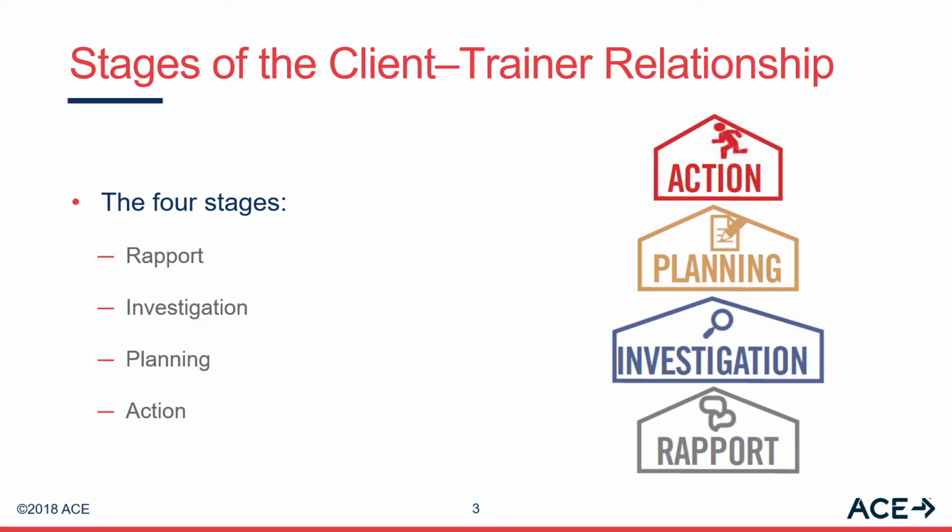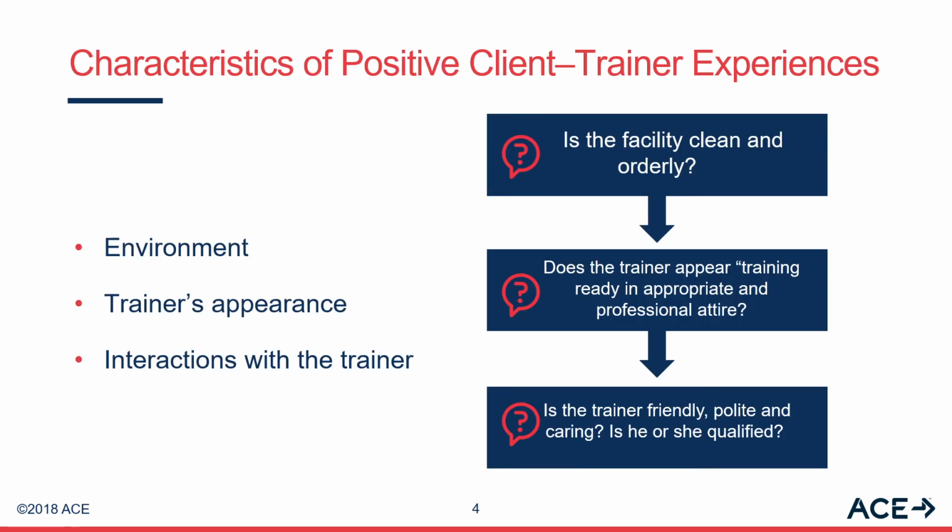There are stages of the client-trainer relationship. The ACE book talks about 4 stages. Stage 1 is building rapport. Stage 2 is investigation. Stage 3 is planning. And stage 4 is action. We're going to talk about that a little more in depth. Before we do, I want to talk about the characteristics of a positive client-trainer experience.